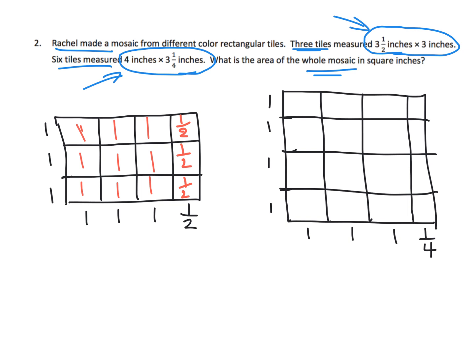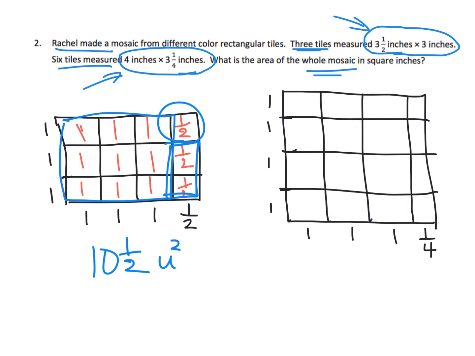So if I wanted to count all of this, I can see I've got 9 square units here. 2 halves equals a whole, so that's 10, plus an extra half. So I've got 9 here, plus these 2 makes 10, plus the half. So this is 10.5 square units. So I'm going to put units squared. In the same kind of way, let's do this other rectangle.